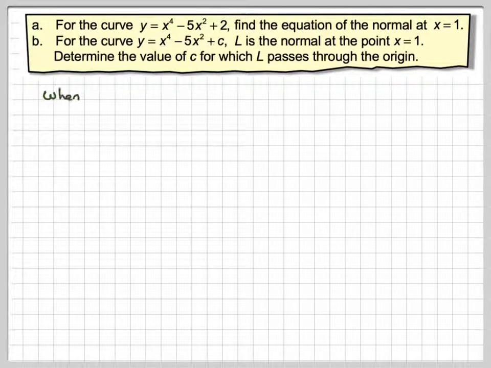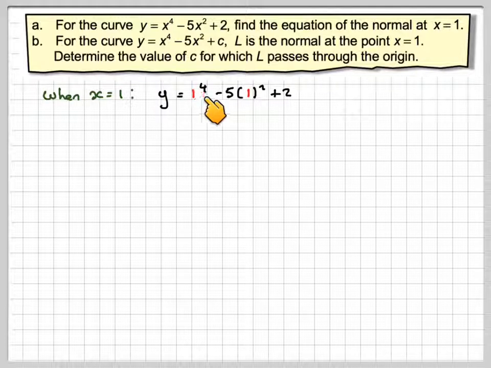Let's do the first bit first. So when x is equal to 1, we'll find the y coordinate. y will be equal to 1 to the 4 minus 5 times 1 squared plus 2. So that gives me 1 minus 5 plus 2, which gives me minus 2.